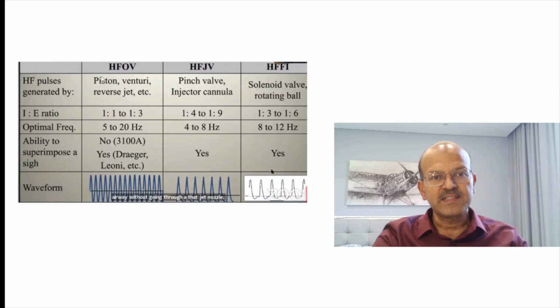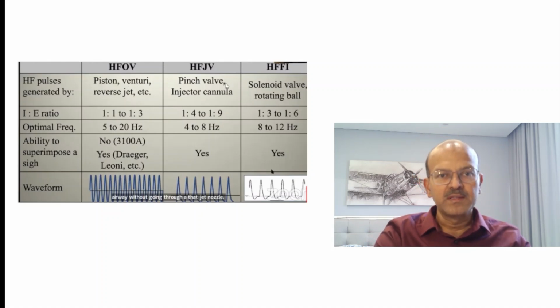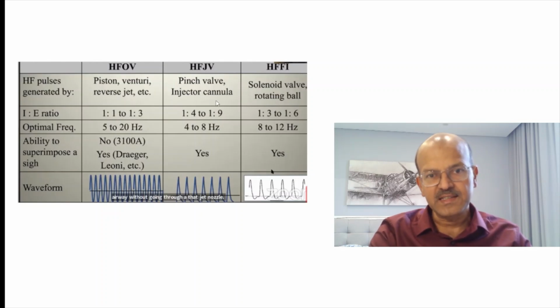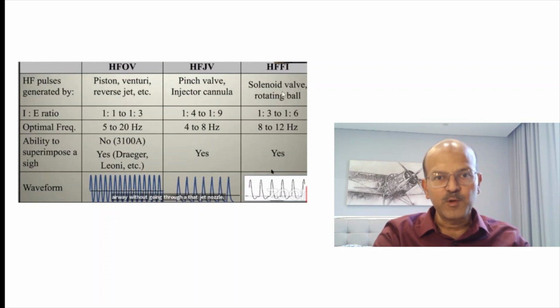This is a comparison of high frequency oscillatory ventilation, jet ventilation, and interrupter. The pulses are generated by a piston or venturi or a reverse jet in high frequency oscillation. The piston was in the SensorMedics and the Dragonfly, while the venturi is used in the new Dräger and similar ventilators. In jet ventilation, there is a pinch valve or injector cannula which generates the velocity of the jet, and the flow interrupter, which is not much used, is like a solenoid valve or a rotating ball, which was the previous type used in SLE ventilators as well as the old type of Dräger.